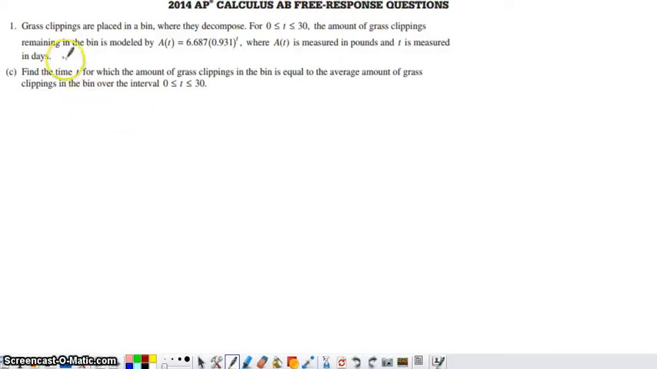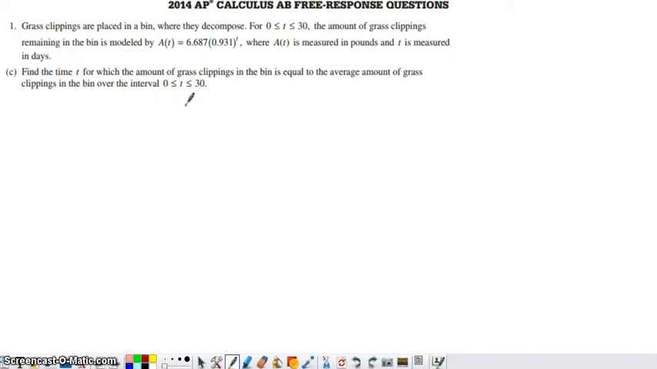So here we'll check out part C of number 1. This was from the 2014 AB and BC exam. And this is the grass clipping problem, and in part C here it says find the time for which the amount of grass clippings in the bin is equal to the average amount of grass clippings in the bin over the time interval from 0 to 30.